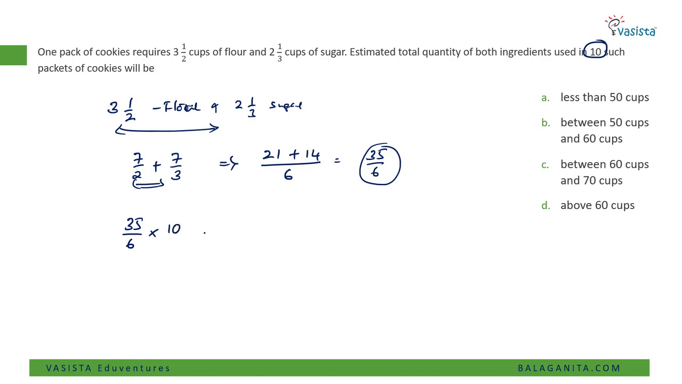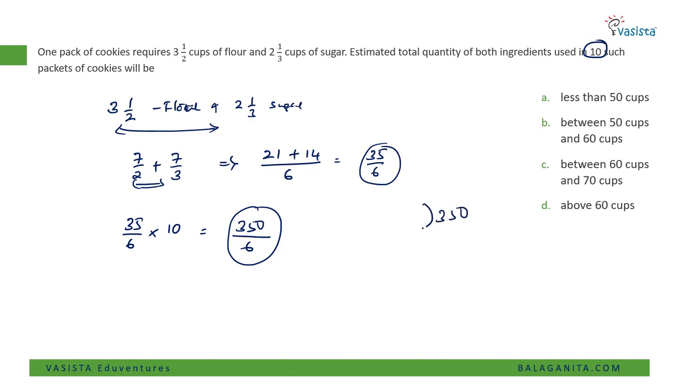into 10, which is going to be 35 tens are 350, so 350 by 6 will come. Now let us check out here. The options they have given are less than 50 cups, between 50 and 60, between 60 and 70, above 60 cups. Just divide this.